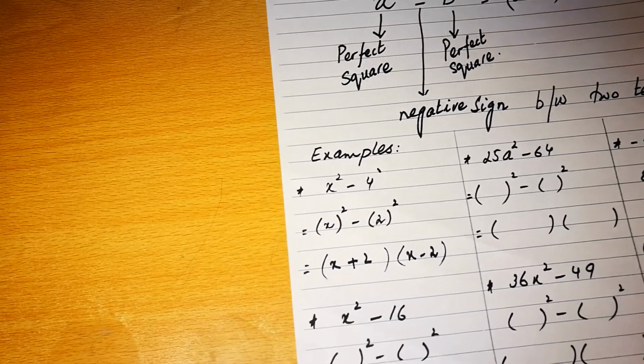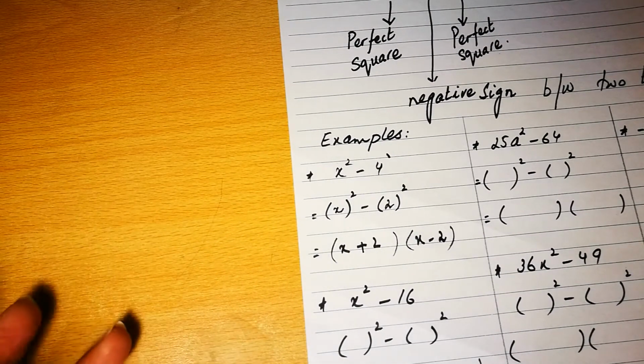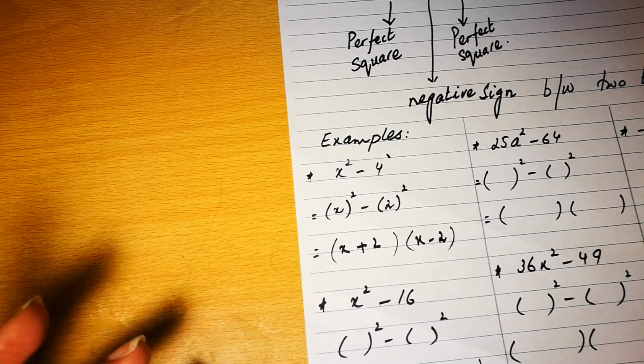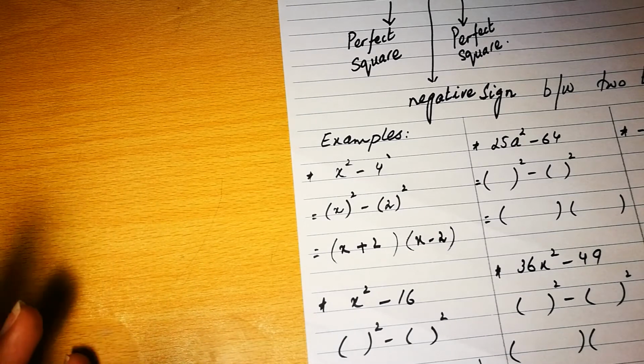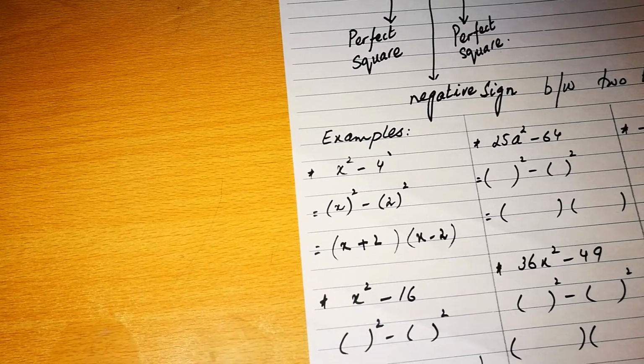Before this, when we were doing the first identity and second identity, we were writing down (x plus 2)(x plus 2) and (x minus 2)(x minus 2) because we were dealing with the first and second identity. But in the third identity, we are going to open it. We're going to write it as x plus 2 and x minus 2.